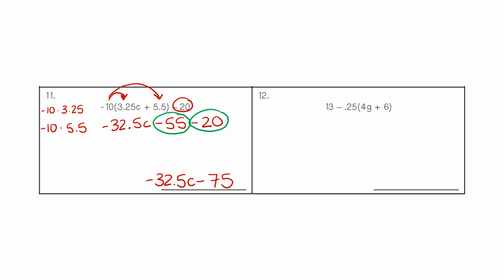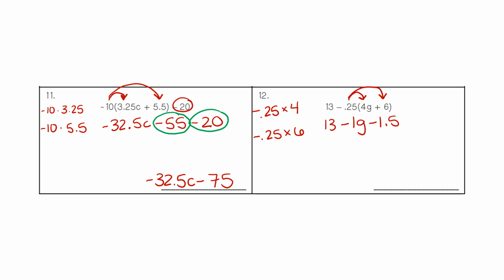For number 12, we're going to take our negative 0.25 and we're multiplying it by the 4g, which would give us a value of negative 1g. We multiply again the negative 0.25 times the other number, 6, to get a value of negative 1.5. The 13 out in front stays the same, as it is not part of the parentheses, so it does not get multiplied.